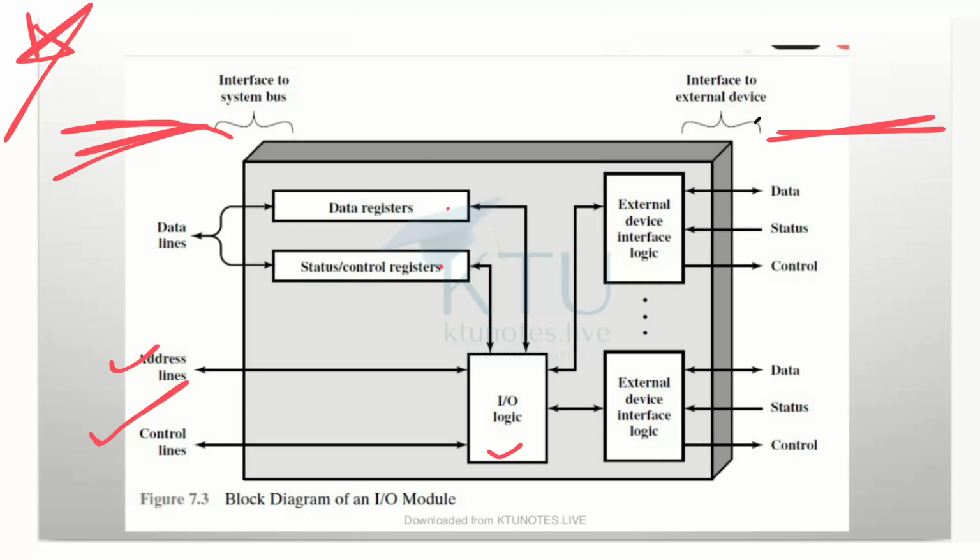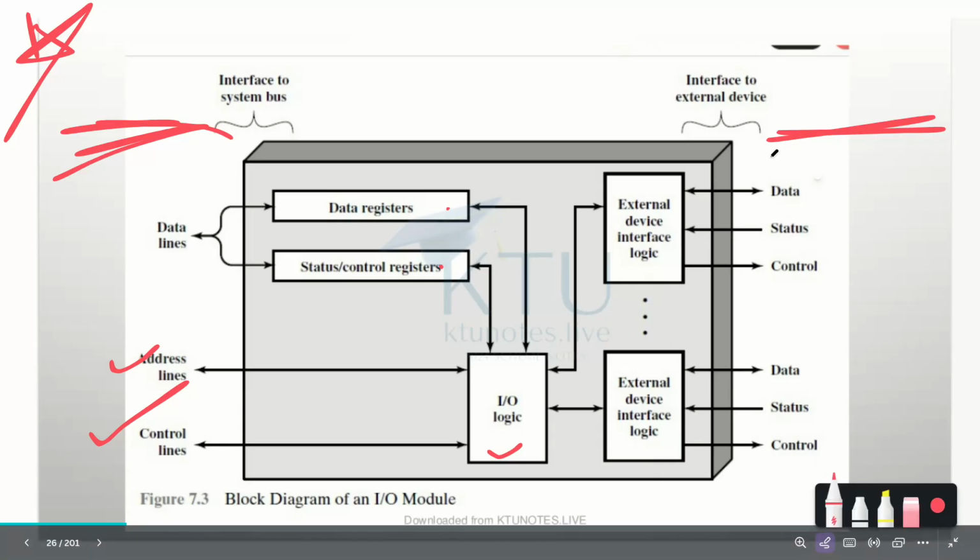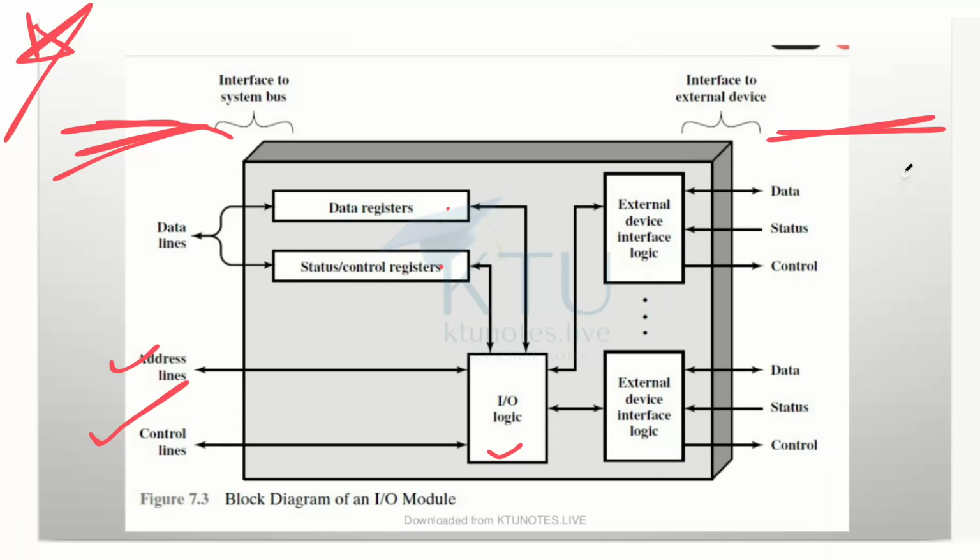This is our external device logic, interface logic is there. Here data can flow in two directions. Now the status of this external device you can get from here, and whatever the device has to perform, that control you can give from the external device logic to that device.